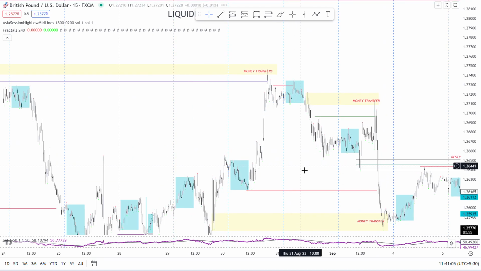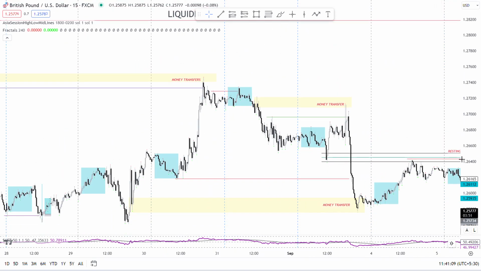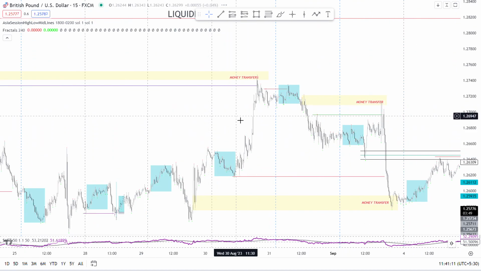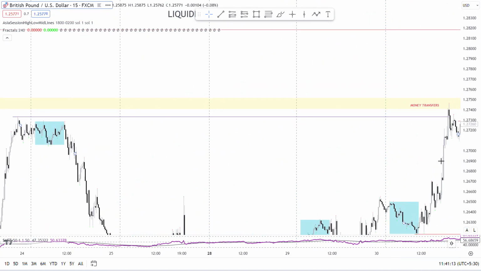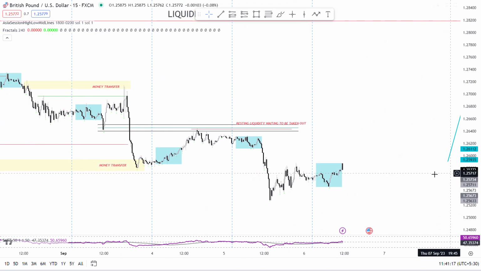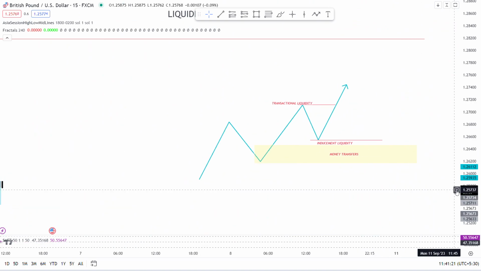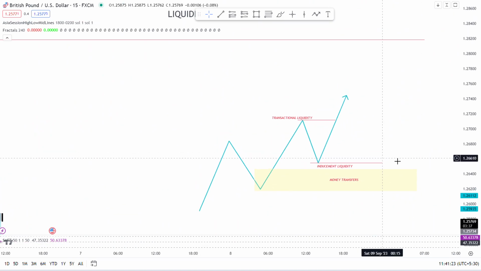In this video I talk about the money transfers in the marketplace, where the money gets transferred and how the move will happen. These are the examples of some of the money transfers after the liquidity being taken out and mitigating the point of interest. This is the basic view of the money transfer. So let's deep dive into the money transfer concept.